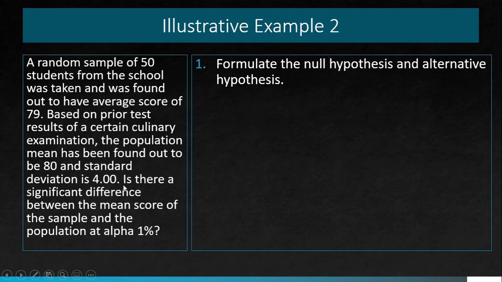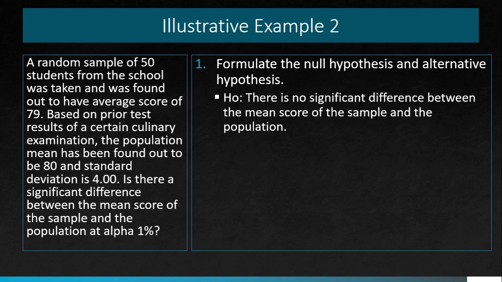We are trying to check whether or not there's a significant difference between the score of the sample and population. Okay, so from there, you will now formulate your hypothesis basing from the problem. So what will be our null hypothesis here? There is no significant difference between your population and sample scores.